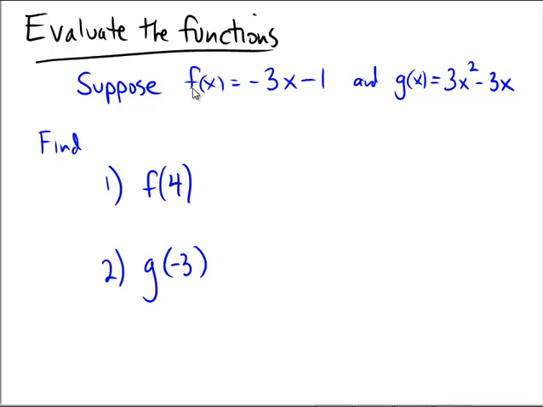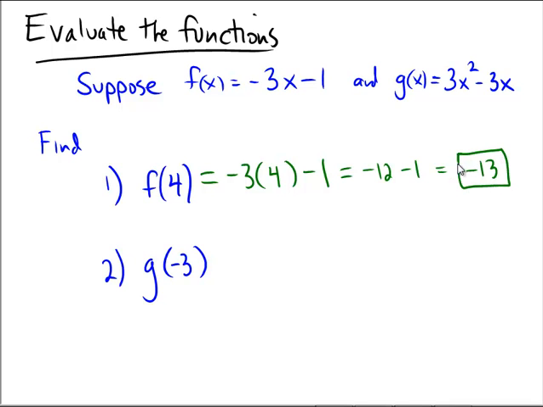So we're of course going to use the f function, and f of x is negative 3x minus 1. So I'm going to go negative 3 something minus 1. But instead of x, I'm going to replace it with the value that's specified by the function notation, and that value is 4. So effectively we just follow our order of operations. Negative 3 times 4 is negative 12 minus 1, and negative 12 minus 1 is negative 13.